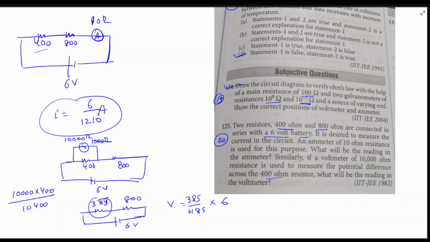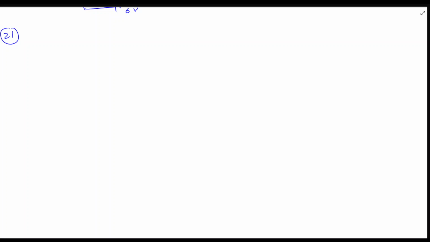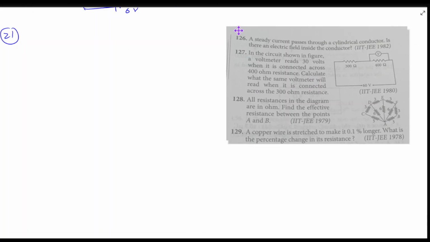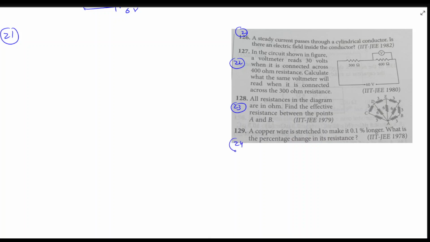divided by, I'll use the calculator again. Okay. 6 into 6. So we will approximately get 1.95 volts. Okay. So this is quite easy again. Let's move on to question number 21. So question number 21. So we have four questions: 21, 22, 23, and 24.